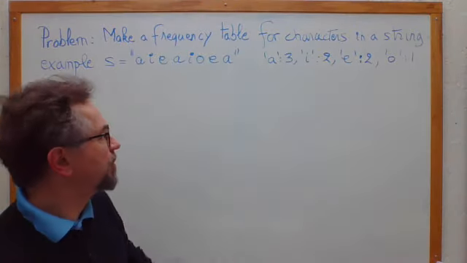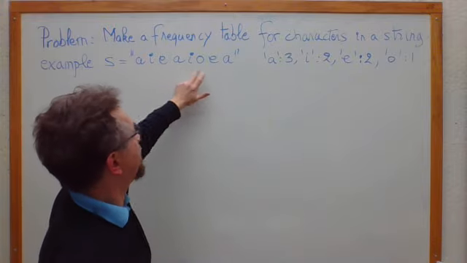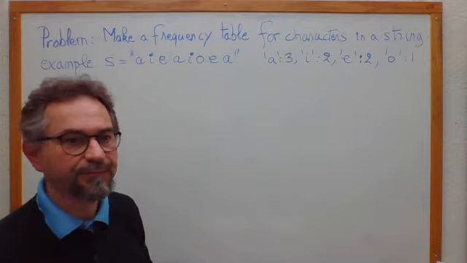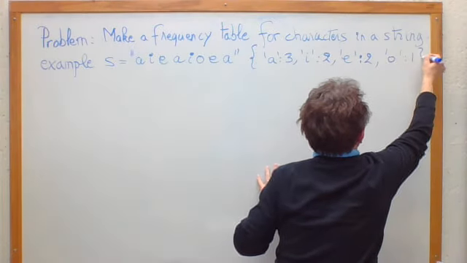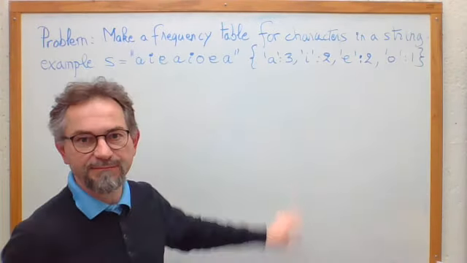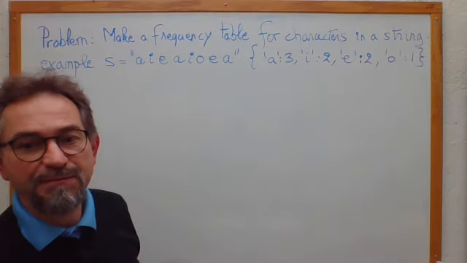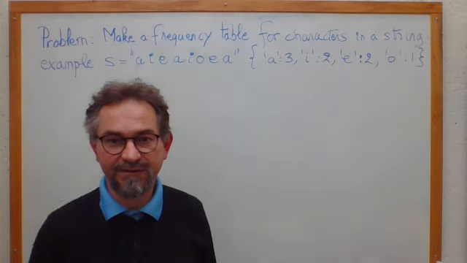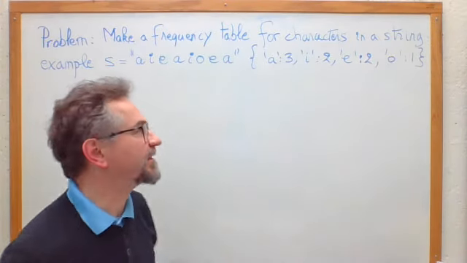3 plus 2 plus 2, 7, 8. 1, 2, 3, 4, 8 characters. So we have a set of pairs, which you may recognize, as former Python or still current Python programmers, as a dictionary.